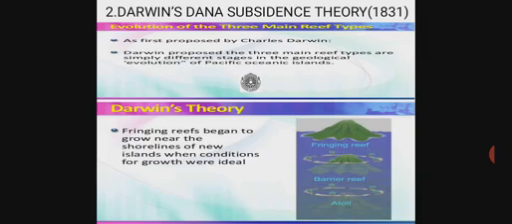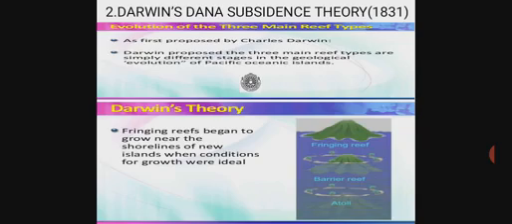Coming to the second theory, that is Darwin's subsidence theory, which was actually proposed in 1831. And this will explain to you the evolution of the three main types of reefs. As first proposed by Charles Darwin, hence it is called Darwin's theory. And Darwin proposed the three main reef types, which are simply different stages in the geological evolution of Pacific oceanic islands.